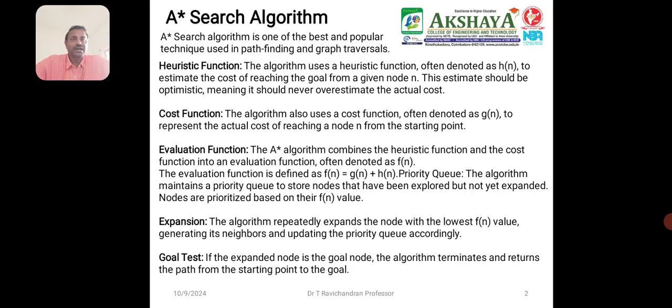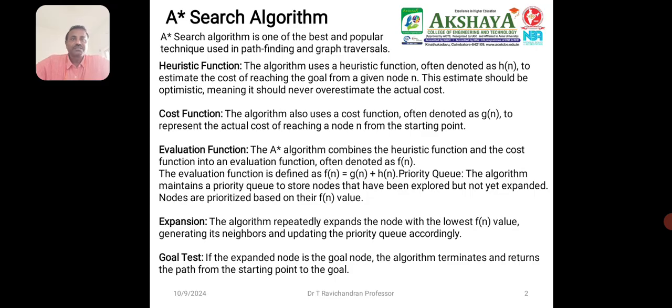Priority queue. The algorithm maintains a priority queue to store the nodes that have been explored but not yet expanded. The nodes are explored based on their f of n values. Expansion. The algorithm repeatedly expands the node with the lowest f of n value, generates its neighbors, and updates the priority queue accordingly. The goal test: check whether the expanded node is the goal node. The algorithm then returns the path from the starting point to the goal.